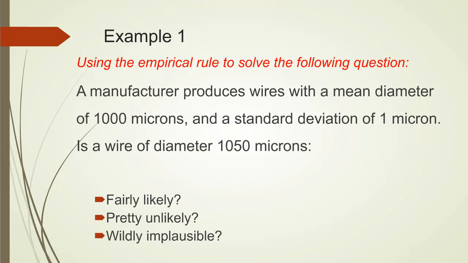Example 1. A wire of 1,050 microns is 50 microns above the mean. That's 50 standard deviations above the mean. From the empirical rule, we know that it is very unlikely to have an observation that is 3 standard deviations above the mean. So it's impossible to have 1,050 microns when the mean is 1,000 and the standard deviation is 1.